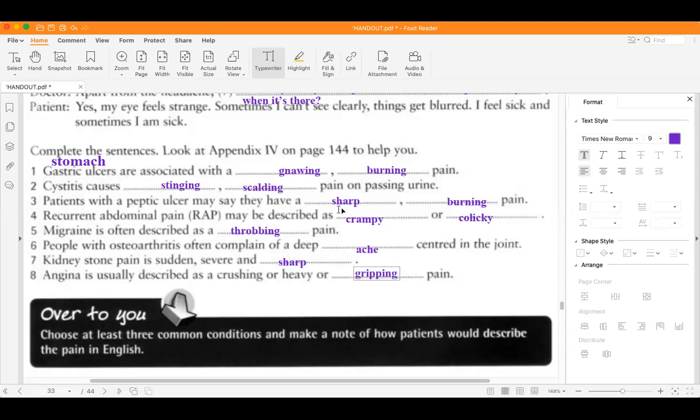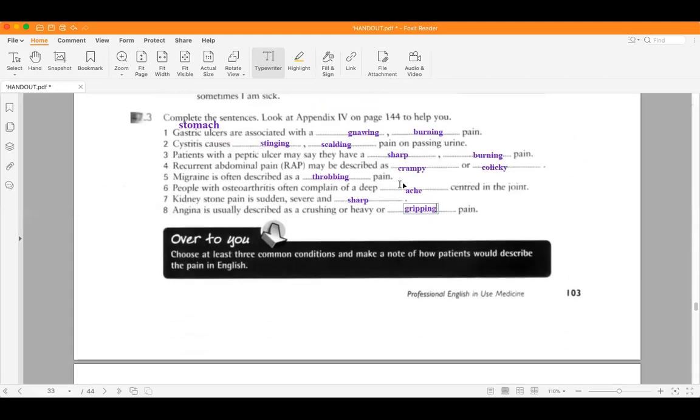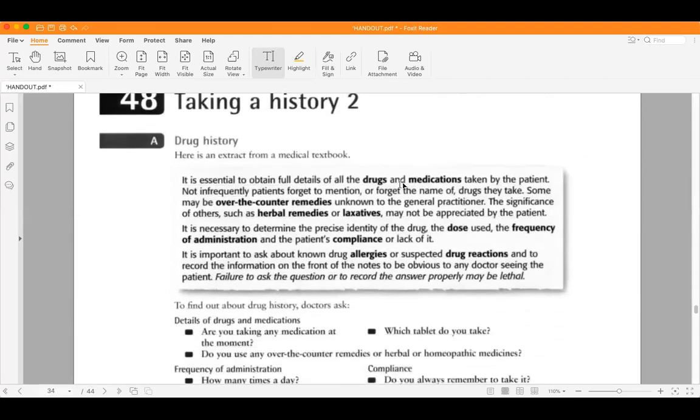Of course, in this exercise, there is no model answer, right? There is no one answer. You can give as many answers as you like, all right? Let's move to the next lesson, which is taking a history.